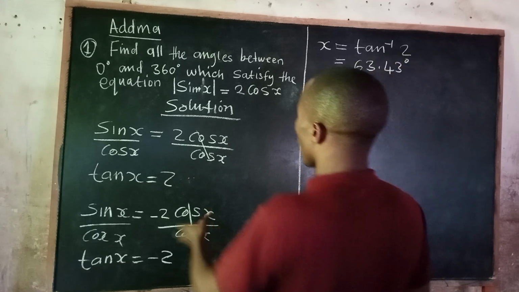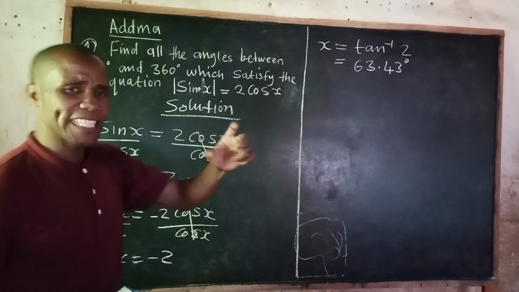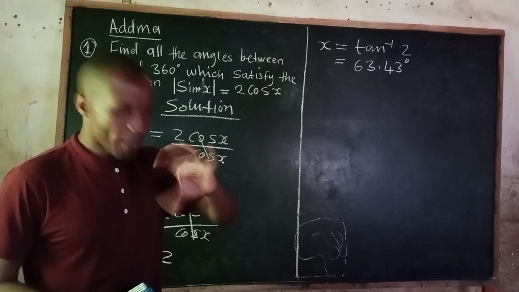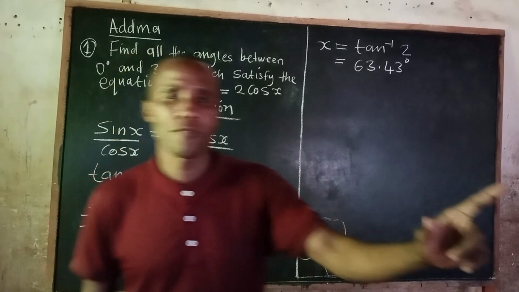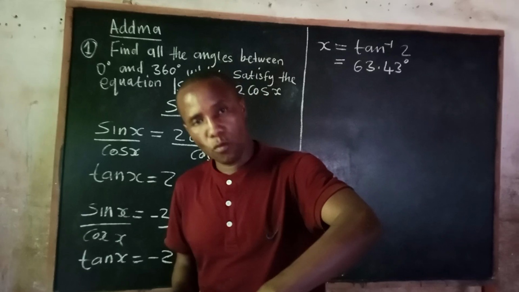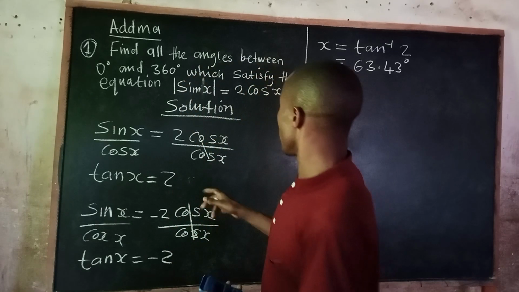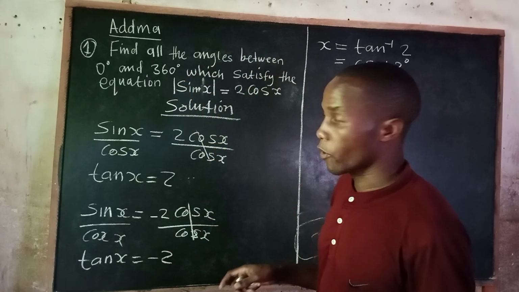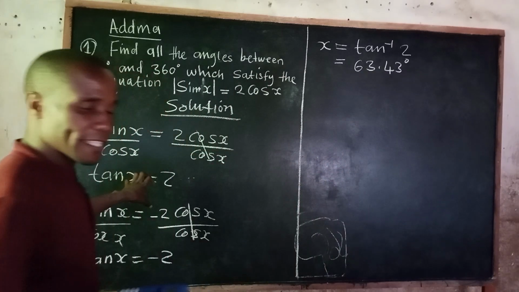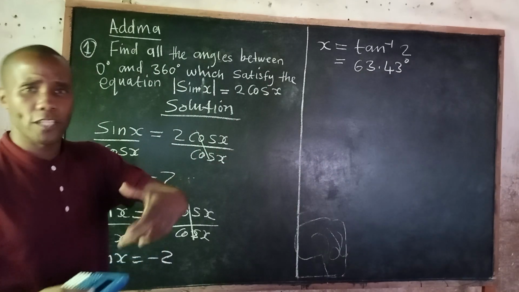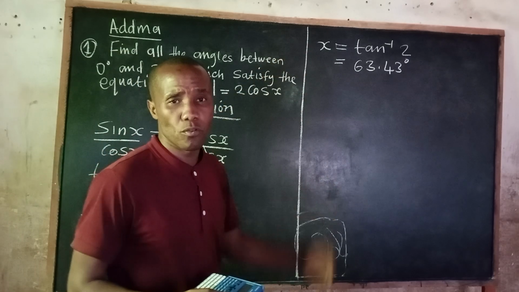Now we are going back to the ASTC circle, the circle where we consider the first quadrant, second quadrant, third quadrant, and fourth quadrant. This is what we are going to do now, so that we can identify where tan is positive. That is where we are going to get the solutions.